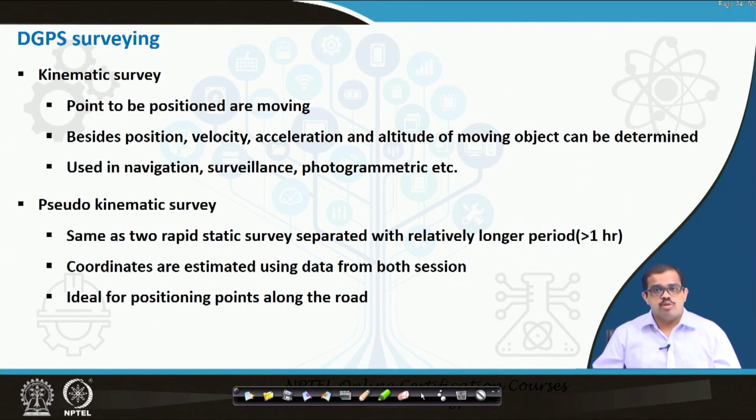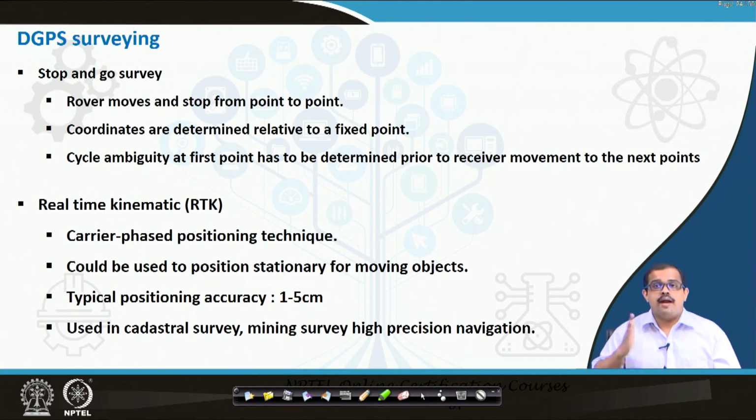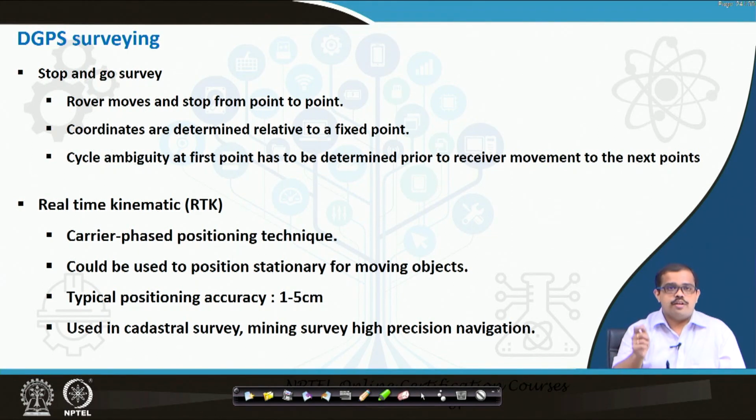So, this is pseudo kinematic. We have looked at static, kinematic and pseudo-kinematic, and there is another kind of DGPS surveying called stop and go. The rover moves and stops from point to point. You have one survey station, a base station, which you know. The rover moves around and stops at a particular point from point to point. This is your stop and go survey.